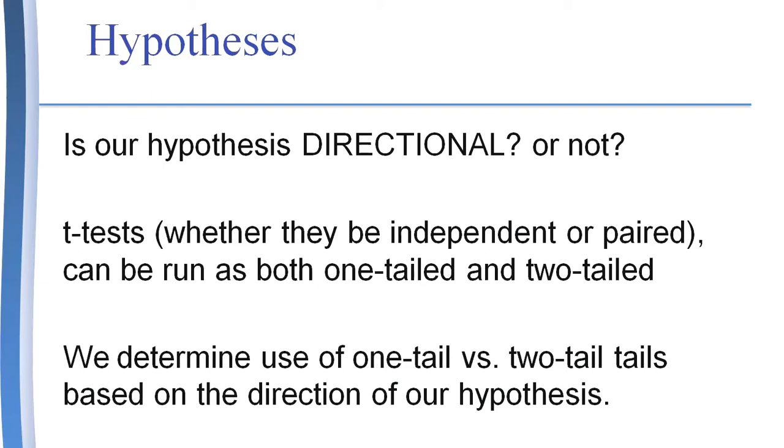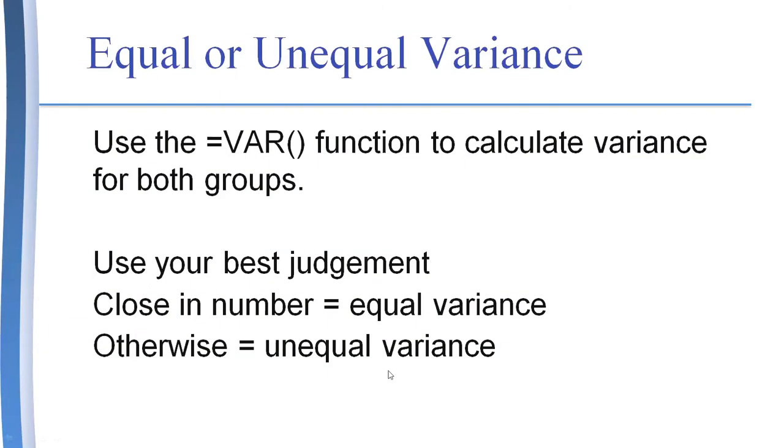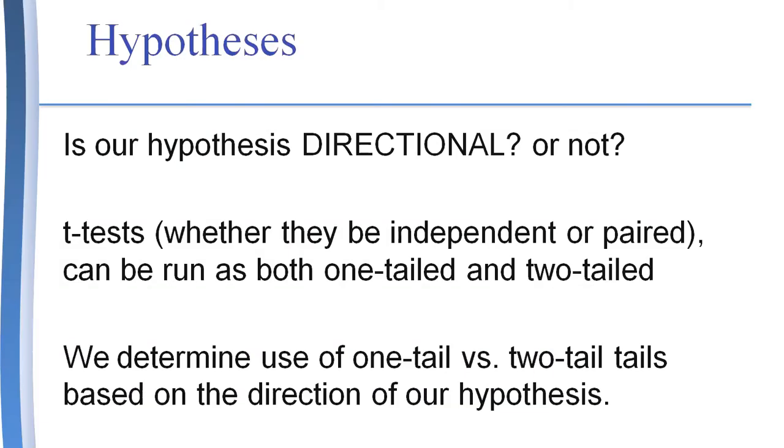So we determine the use of a one-tail or a two-tail test based off of the direction of our hypothesis. As an easy cheat sheet, when we have a non-directional hypothesis, then we use two-tail. When we have a directional hypothesis, we use a one-tail test. I think that actually was on my slide, but it's not showing for some reason. So two-tail tests, non-directional. For a directional hypothesis, we use a one-tail test.